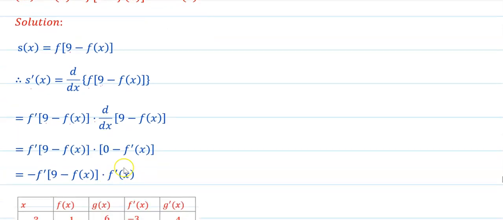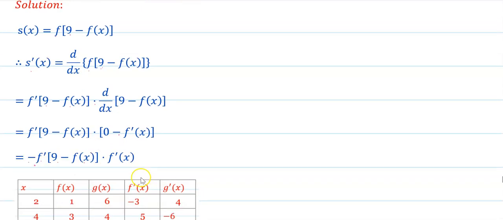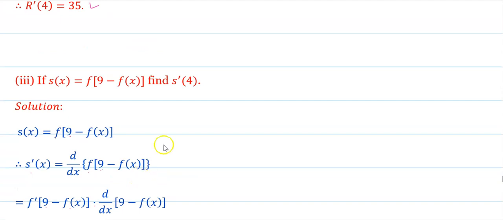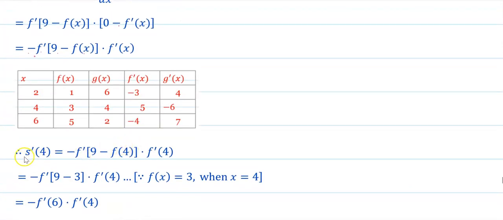Derivative of 9 is 0, which is a constant. Derivative of f of x is f dash of x, and hence s dash of x is equal to minus, taking the minus sign ahead, minus f dash of 9 minus f of x into f dash of x. Now replace x by 4. Therefore s dash of 4 is equal to minus f dash of 9 minus f of 4 into f dash of 4.